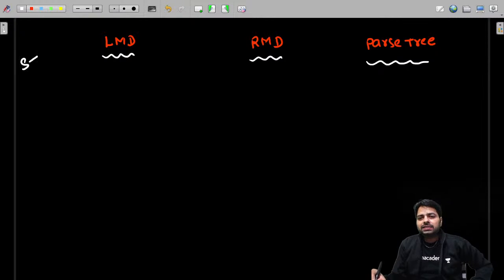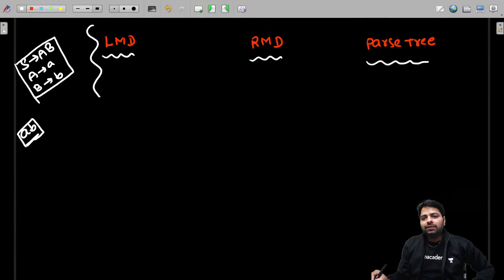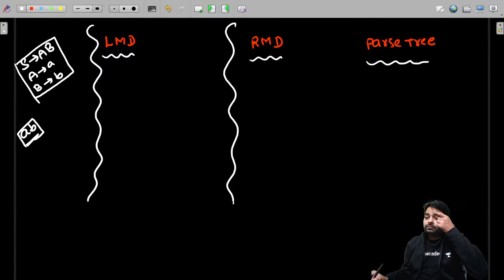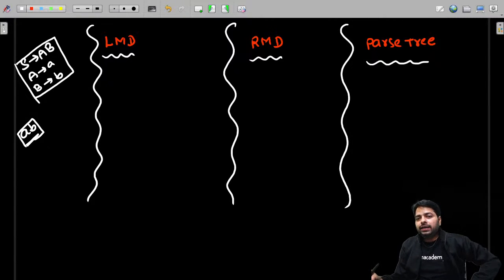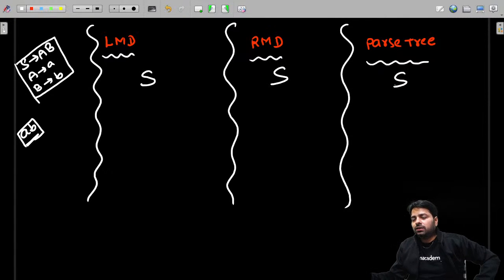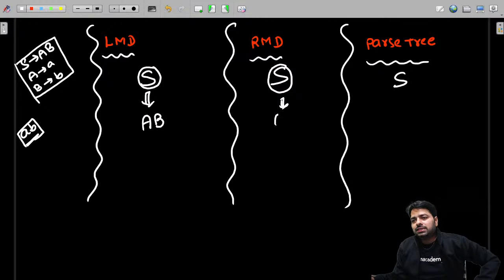And if I take any grammar and string, this is your grammar, this is given to you, and the string is given, let's say AB. Now how does the derivation work for each one? In LMD, RMD and parse tree, all of them begin with S, but in LMD we substitute the leftmost non-terminal first, so we'll get AB. Here also the rightmost non-terminal, but only one is there.